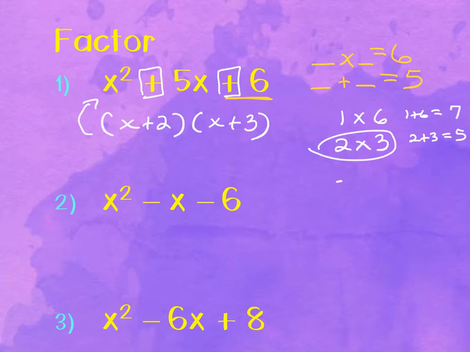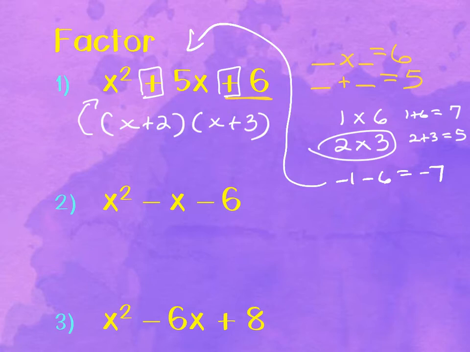Because if I do -1 and -6, that gives me -7. And I wanted 5. Does that make sense? All right, next one. Here's the situation now where our last term is negative. So this tells me the two signs, one is going to be positive, one is going to be negative.